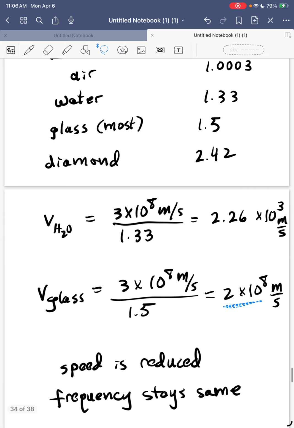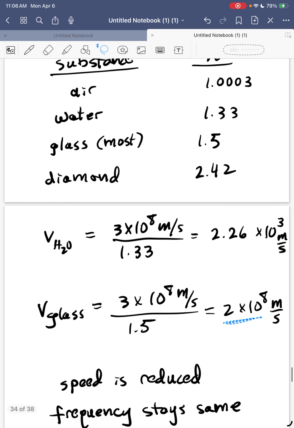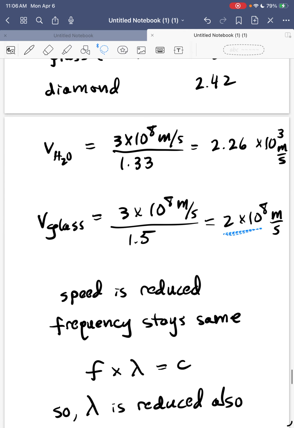Now, a couple other things I want to mention. Not only does it slow down when it goes to a different substance, but there are certain things that change and other things that don't. So the speed is reduced, that's what we've just been talking about, but the frequency will stay the same. So the frequency of light is not going to change. Well, what does that imply? Since we know that frequency times wavelength equals the speed for light, these are inversely related: if the frequency goes up, the wavelength must go down if you're going to keep the constant speed.